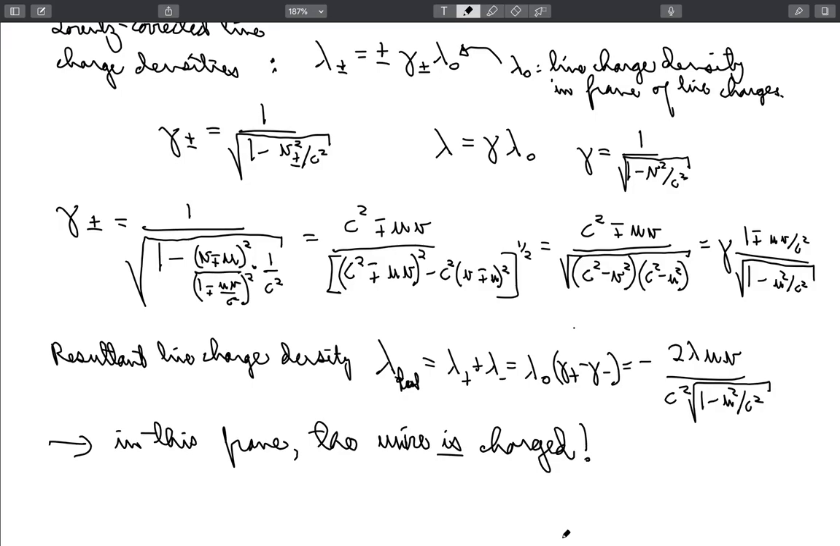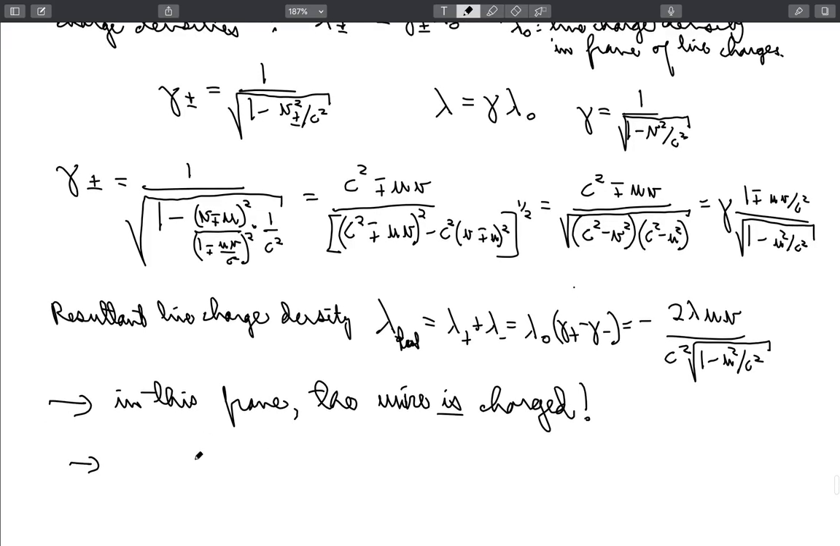Okay, so Lorentz contraction has contracted the negative charges more than the positive charges. Therefore, overall, you pick up a negative line charge onto that system. So what does that mean? There's then an electric field, and the electric field would be that of just a simple wire, like we know.